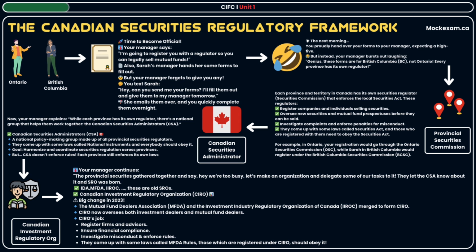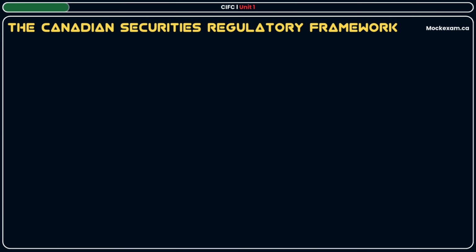CIRO, again, has its own bunch of laws and rules, which is called MFDA rules. So we have three sorts of rules so far: Securities Act, National Instrument, and MFDA rules. Remember this. Now, let's get to OBSI. What's OBSI?